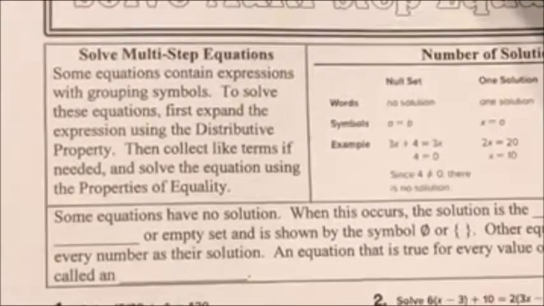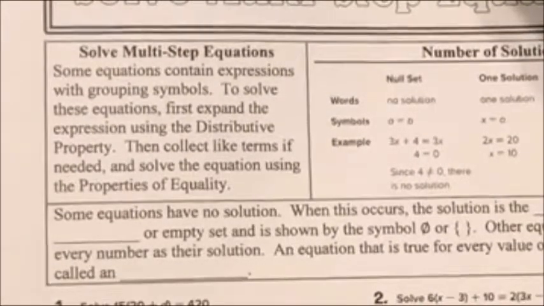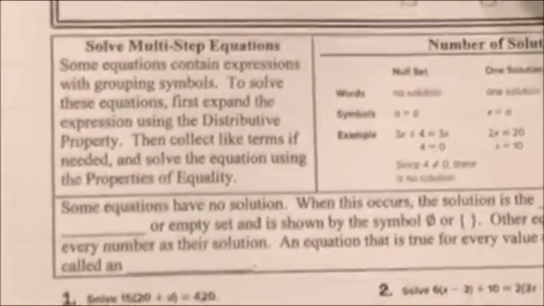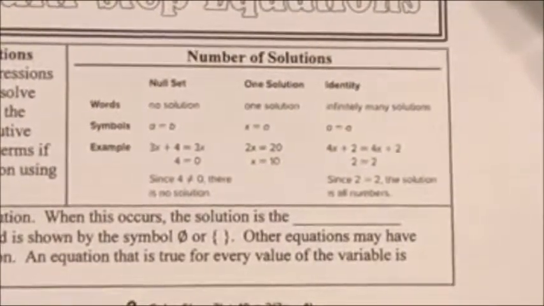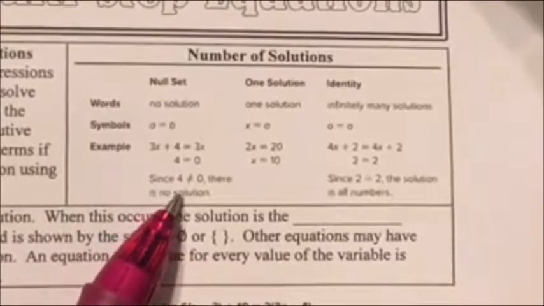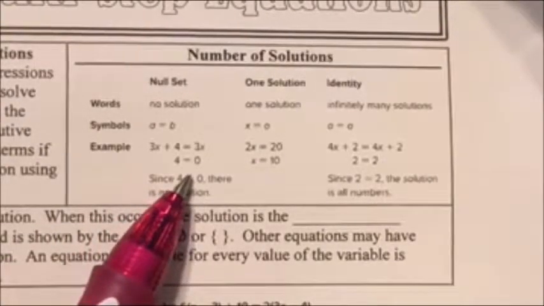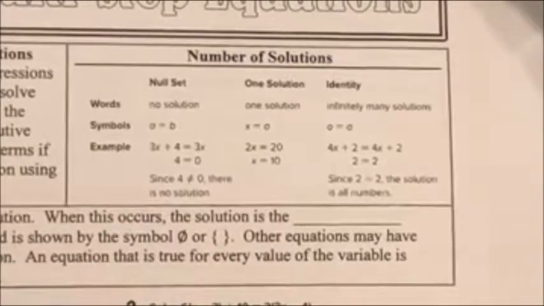Okay, so some equations contain expressions with grouping symbols. To solve these equations, first expand the expression using the distributive property, then collect like terms if needed, and solve the equation using the properties of equality. Okay? So you can have different types of solutions. You can have what's called a null set, which means there are no solutions. Okay? And it will end up looking something like 4 equals 0 at the end. Well, 4 can't equal 0, so there's no solution.